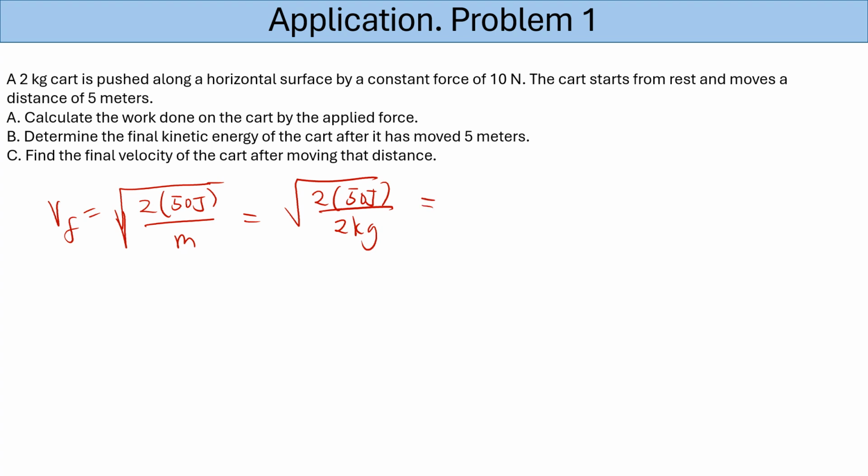We can then plug that into the calculator. That will just become the square root of 50, and the result will be 7.07. The unit will be meter per second. I will express my answer in two significant figures. Vf will be equal to 7.1 meter per second. So this will be the answer to this problem.